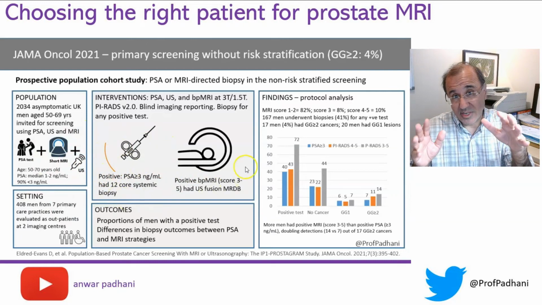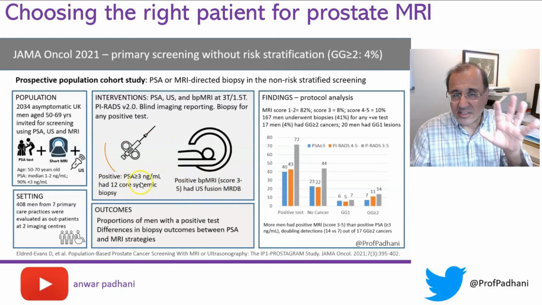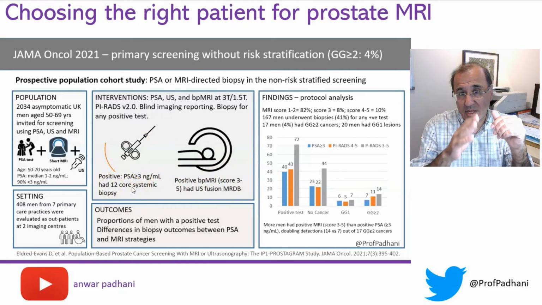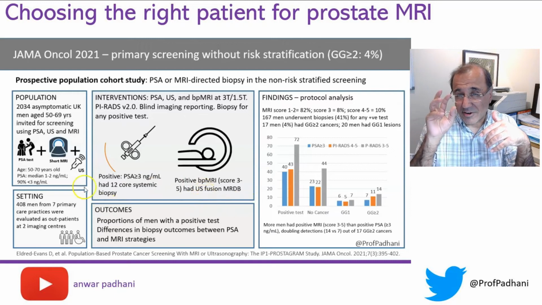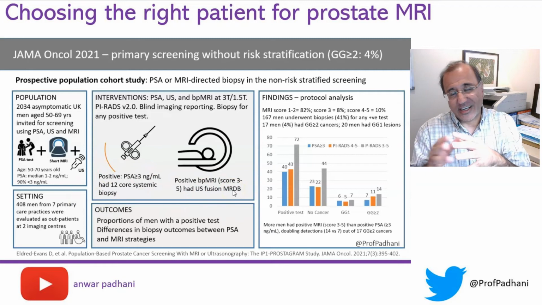So a positive PSA was a PSA more than 3, and these people underwent a systematic biopsy. If you had an MRI that was PI-RADS 3, 4, or 5, then you were called positive and you underwent an MRI targeted biopsy. The results of the study are shown in the right-hand column.